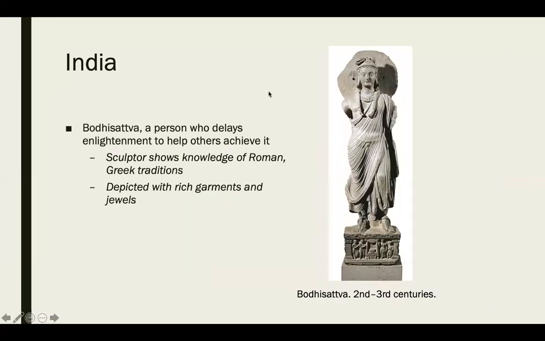Again, just a little background on the religion of Buddhism. A bodhisattva is a figure who delays their enlightenment to help others achieve it. A lot of the time, before Buddha is actually depicted, we see bodhisattvas depicted because they have not reached enlightenment, and so they are technically okay to be shown in this imagery. Sculptors show knowledge of Roman and Greek traditions and depict them with rich garments and jewels most of the time.